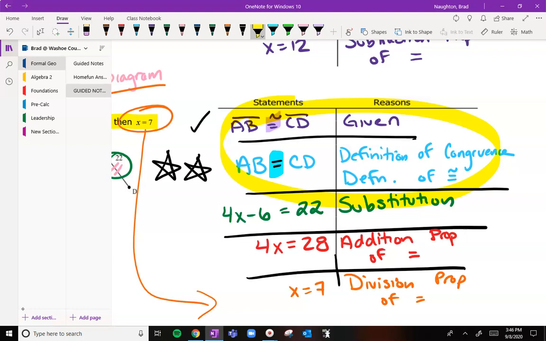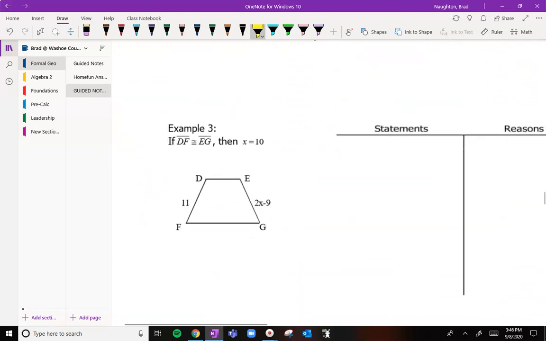Okay. So ladies and gentlemen, let's go to the next one. So right here it says that DF is the same as EG. So we put our tick marks there, write our given, DF congruent EG, given.